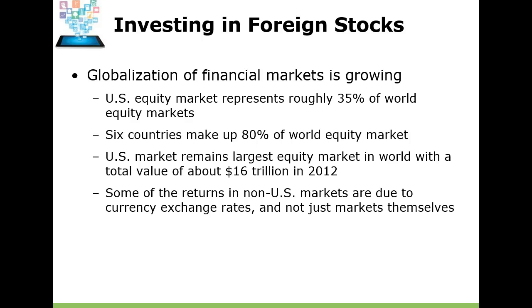Now, as we did talk about before, there's also foreign stocks, international stocks, and with the globalization of the financial markets, more and more stock monies and stock capitalization is outside of the country. Now, 6 countries of the world make up 80% of the world's stock market. The United States represents 35% of the total world's capitalization. That's down from 50% about 15 years ago.